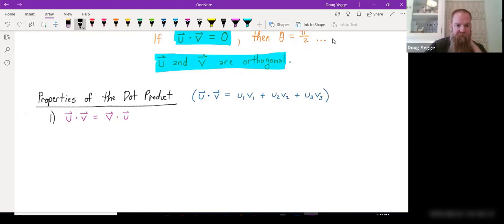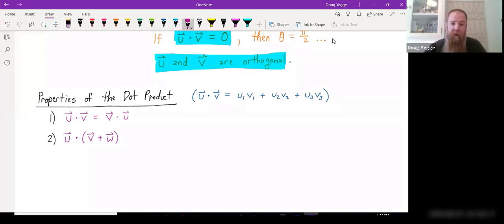Let's go through 2, though. This is a little less obvious. I won't prove this one, but it is kind of interesting to see because it's a form of the distributive property. Let's say that I want to take the dot product between u and the sum of two other vectors. Now, in general, what I would have to do is add v and w together, but keep in mind that when I add v and w, I can add those in any order based on the commutative property.